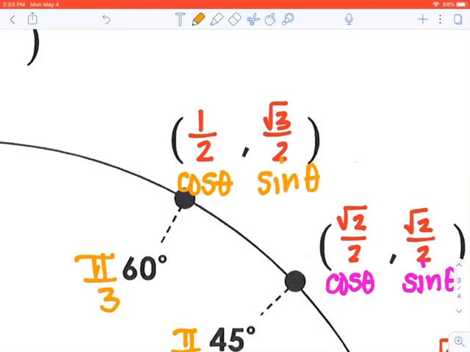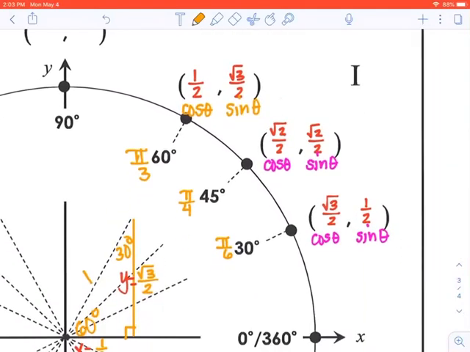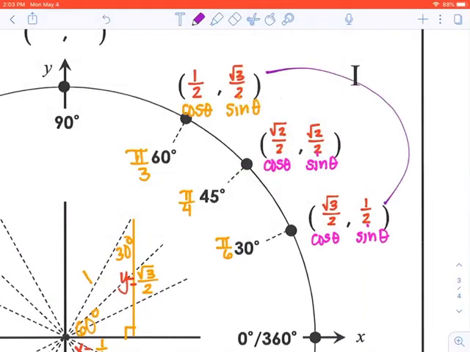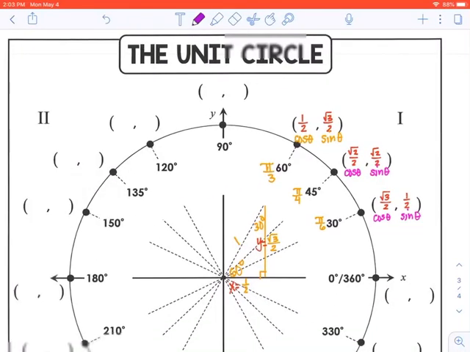And this could be for 60 degrees, or it could be for cosine pi over 3, or sine pi over 3. You'll notice here, don't draw this, that these are just switched again because the 30 and the 60 degrees in the triangle switched. All right. I'll do 90 in just a moment.